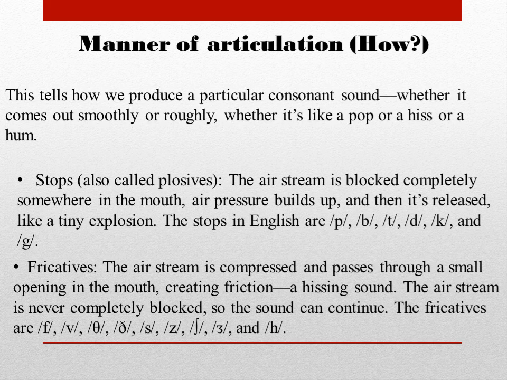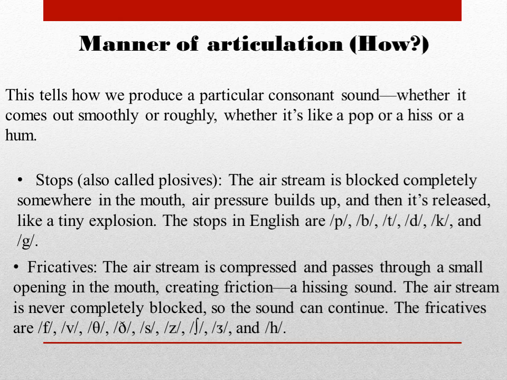Now, manner of articulation. Up till now, you saw place of articulation, that means from which area of the mouth a particular sound is produced. Now we see how you're going to produce any particular consonant sound, whether it comes out smoothly or roughly, whether it's like a pop or a hiss or a hum. So there is a manner through which any particular consonant sound is produced.